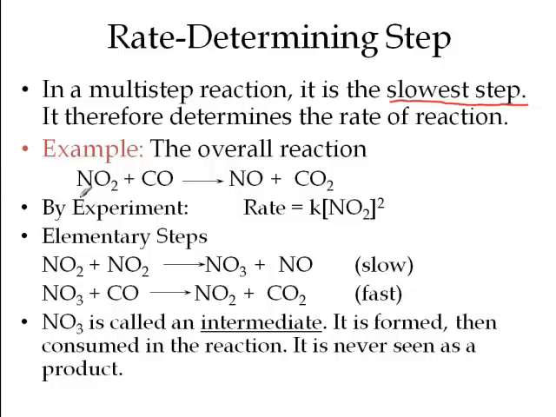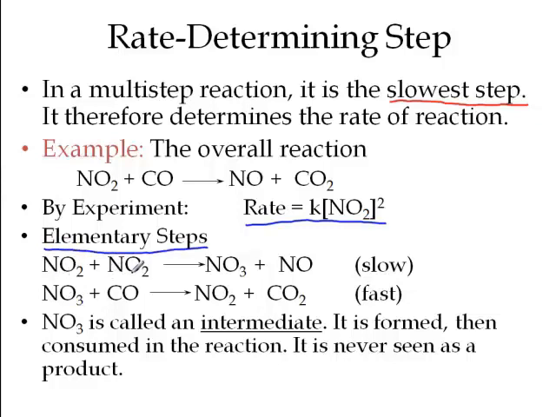Now we've got some nitrogen dioxide and carbon monoxide producing nitrogen monoxide and carbon dioxide. If we look at the data from the experiment, we could figure out the rate law to be this. So it's second order with respect to NO2. And it turns out that this occurs in 2 steps, and we call those steps elementary steps. So, 2 steps. Okay.